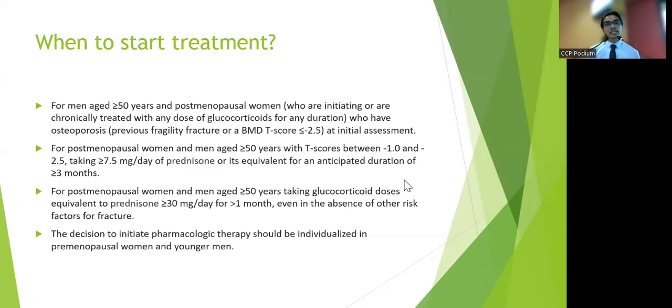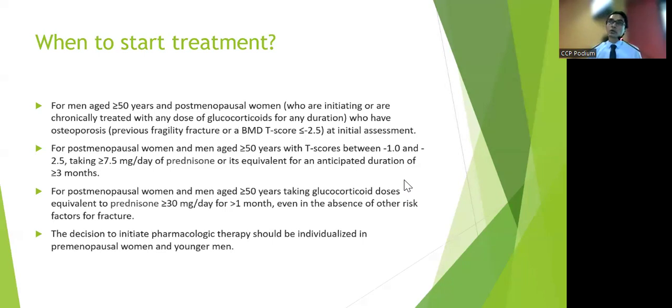But in patients in the osteopenia range, that is decided according to the steroid dose. If the patient is taking more than 7.5 milligrams prednisolone equivalent for more than 3 months, or more than 30 milligrams equivalent for more than 1 month, in these patients we should start prophylactic treatment. This is for the osteopenia group.